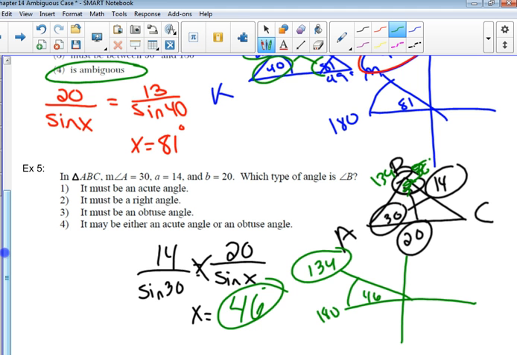So what should your answer be? 4. It can be either an acute or an obtuse angle. Okay? If one of them didn't work, then it kind of narrows down your options. Okay? You guys did awesome.